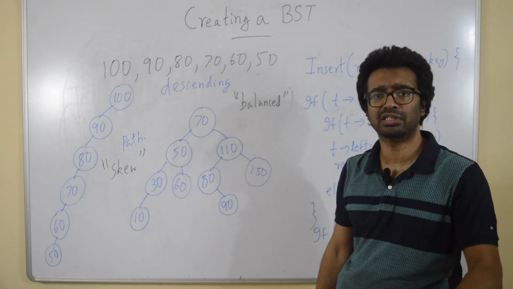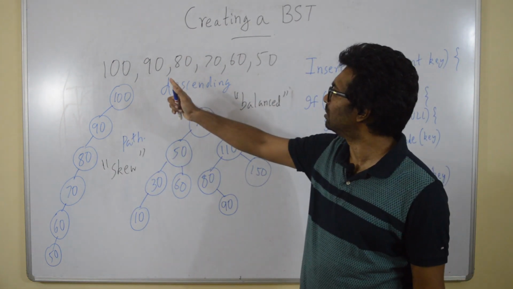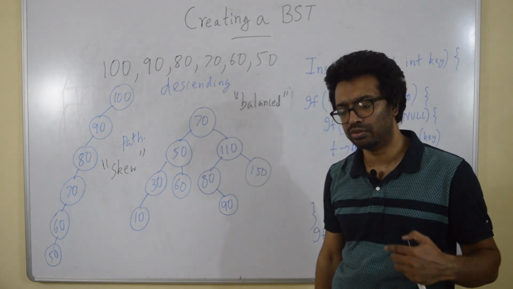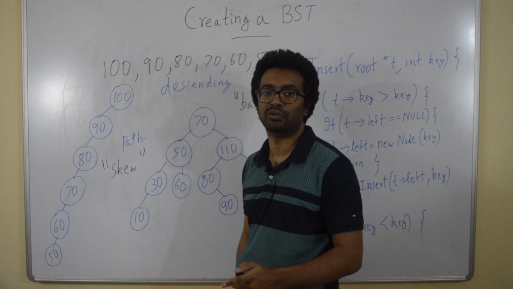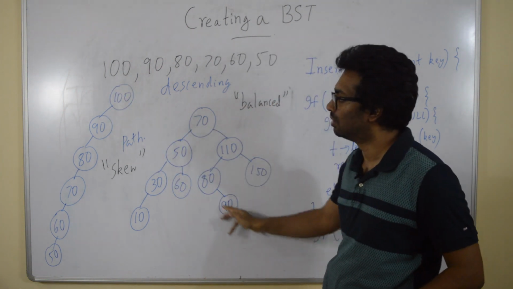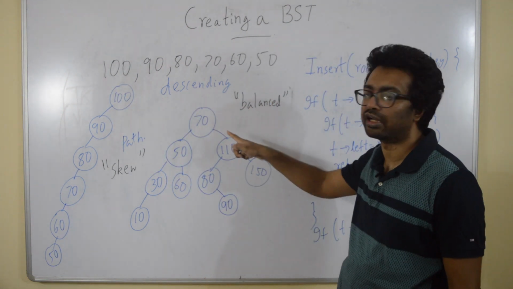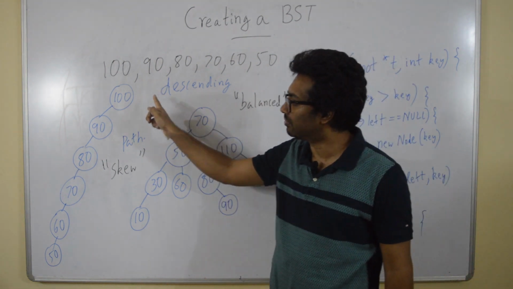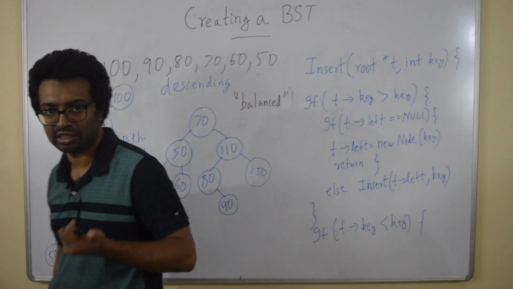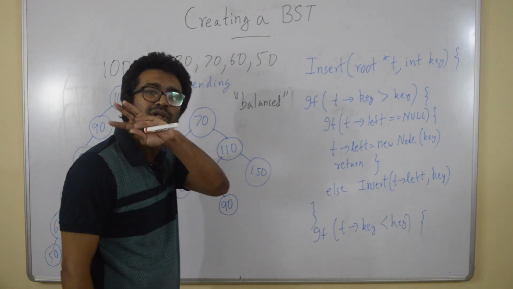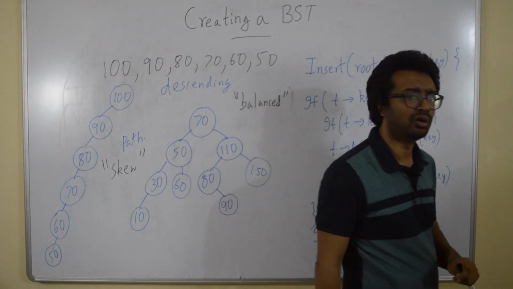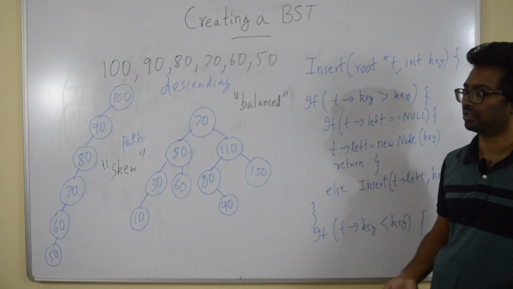What about if the numbers are in ascending order, 50, 60, 70, 80, 90, 100, and you insert like that? Then also you get a skewed tree. How will it look? It's going to look like this: a path which goes right. This is a path which goes left. That other one is called going right. That's also a skewed tree. So skewed trees are not good because it's going to take a lot of time. We want balanced trees. Okay.